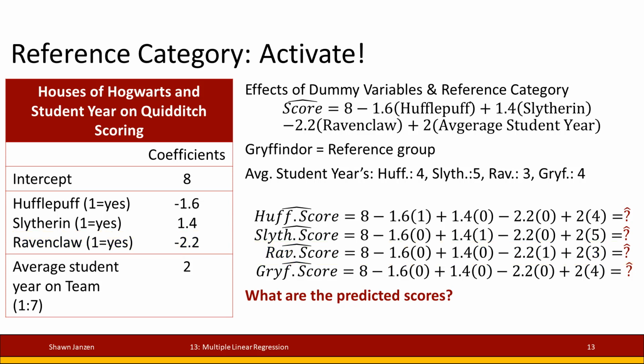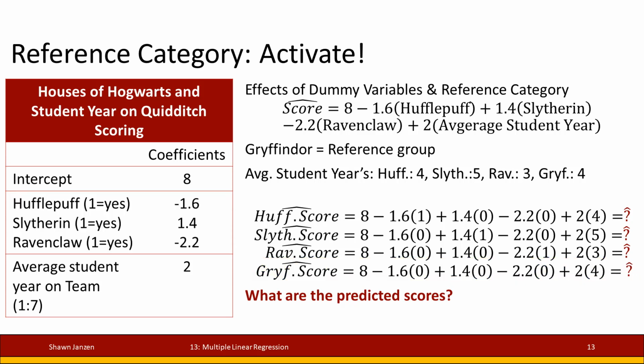The last one, when we get to the Gryffindors, you see the coefficients changing effect for the Gryffindors when all of the indicators for all these dummy variables for the Hogwarts houses are 0, when they're down. So when it's down at 0 for Hufflepuff, down at 0 for Slytherin, down at 0 for Ravenclaw, then we see the emergence of the Gryffindor effect come in here. And then we see an average of 4 for the average student years on the team.